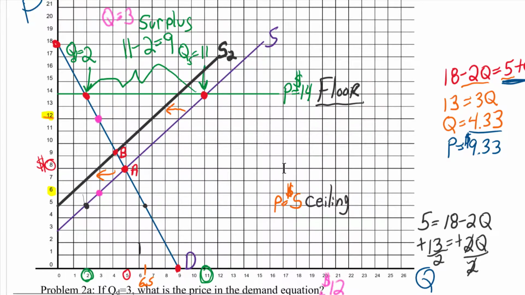It could go up or it could go down. Well, price times quantity, 4.33 times 9.33. What do you get? I'm getting about $40.40 if we round it off to the nearest penny. So the total revenue is going to go up slightly.